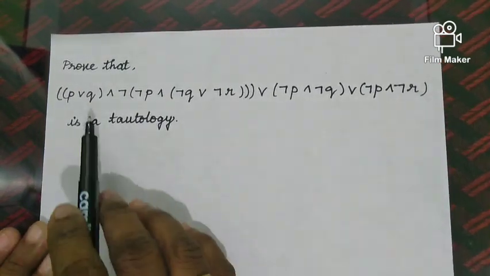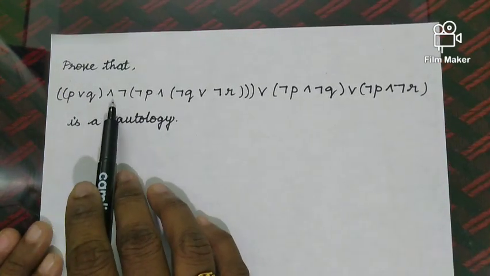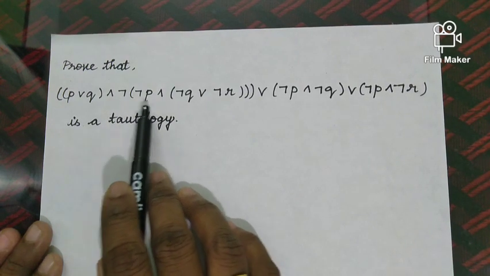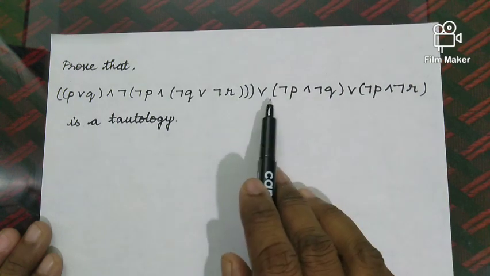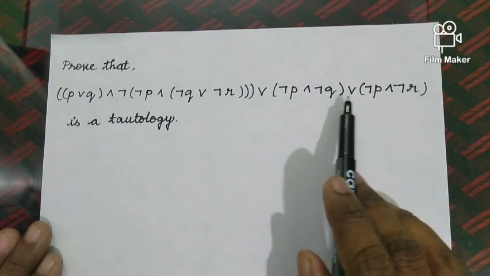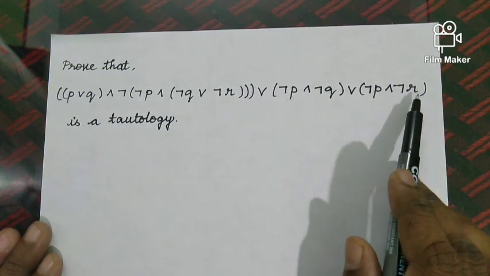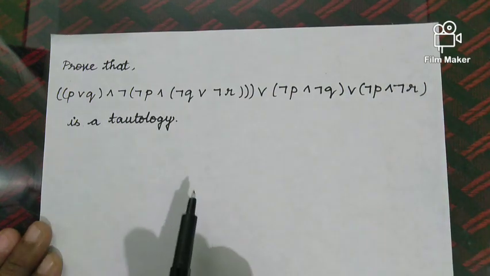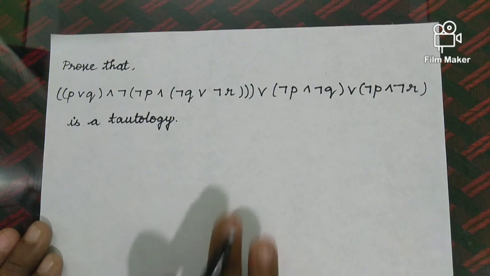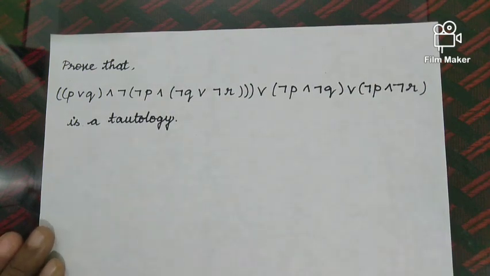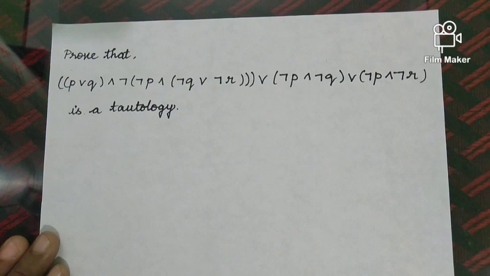Look at the next question. Prove that P or Q and negation of negation P and negation Q or negation R, or negation P and negation Q or negation P and negation R is a tautology. So we are going to prove this by reasons only, not truth table, but in the question paper itself it will be mentioned, without using truth table, prove this is a tautology. In that case we have to do it by this method only. If it is given truth table, then we go for truth table also.